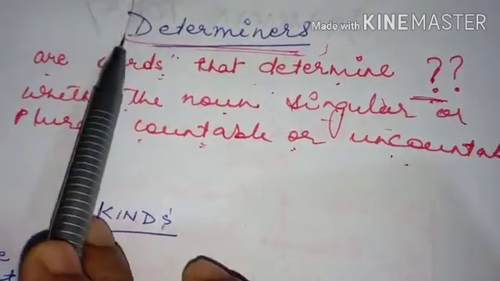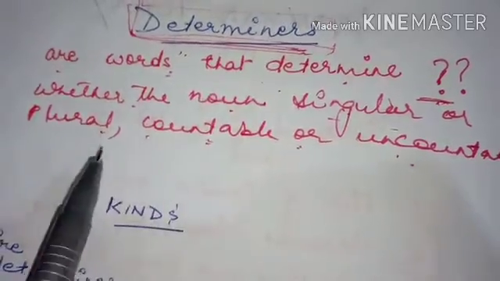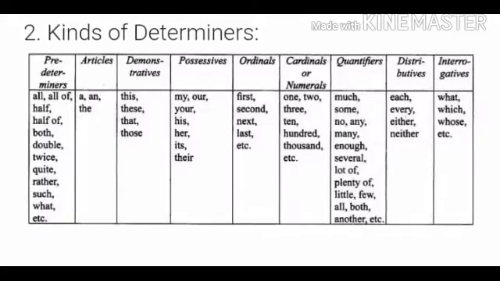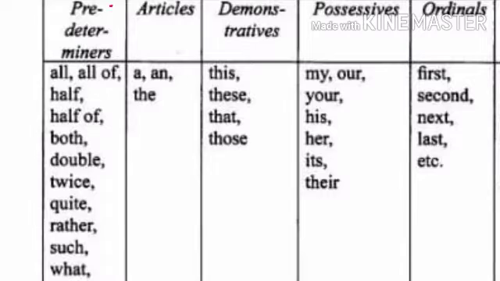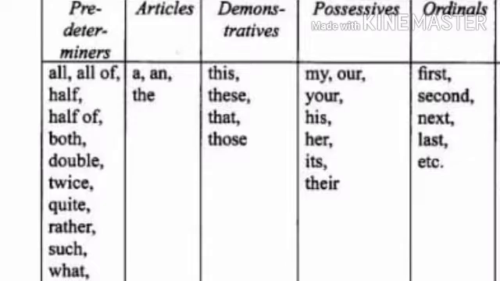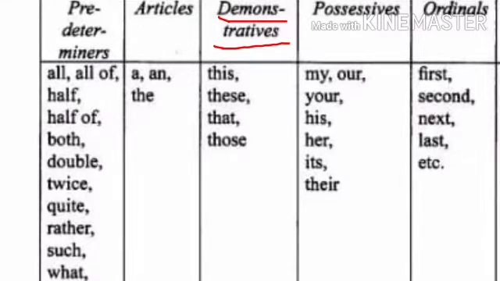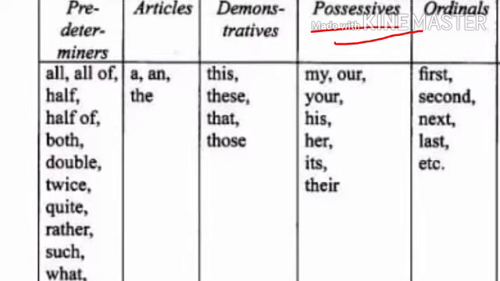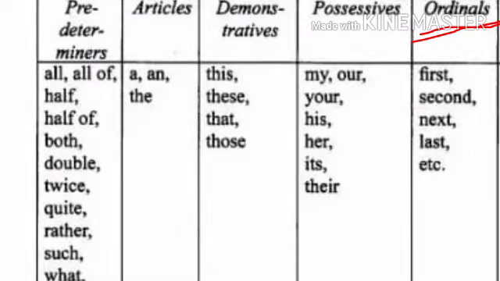Now let's look at whether you can identify determiners, how they look. There are different kinds of determiners. Let's look at the various kinds to identify them. The first kind is the predeterminers, like all, of, half, and so on. Then you have articles, a and the. Then demonstratives like these, that, those. Then possessive determiners like my, our, your, his, and so on. And ordinals like second, next, last, etc.